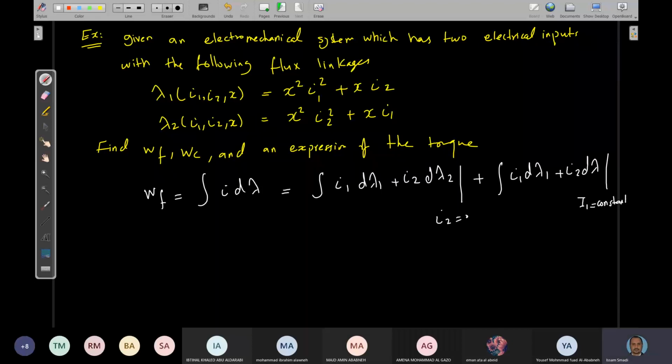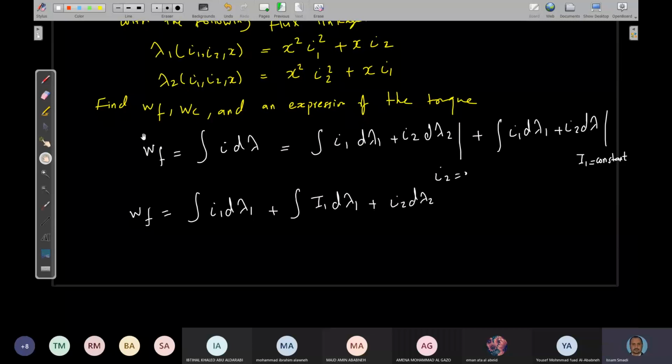constant. So here I'm doing what? Two-stage integration. So now due to the first stage, this will equal to 0. So I will have I1 d lambda 1 plus the second stage, I will have the I1 d lambda 1 plus I2 d lambda 2. Now let's evaluate.